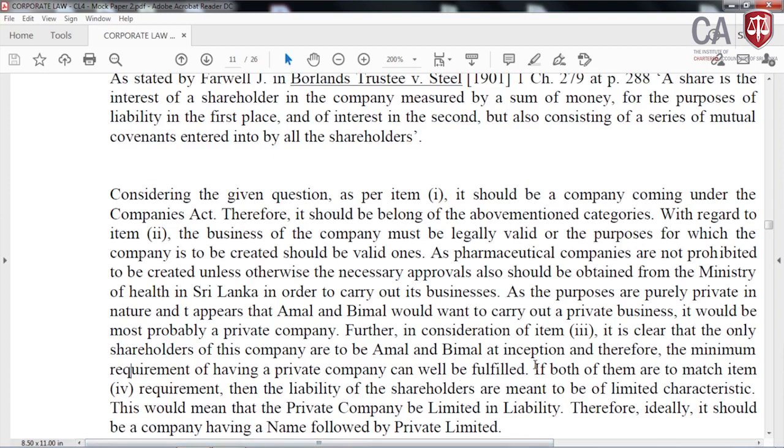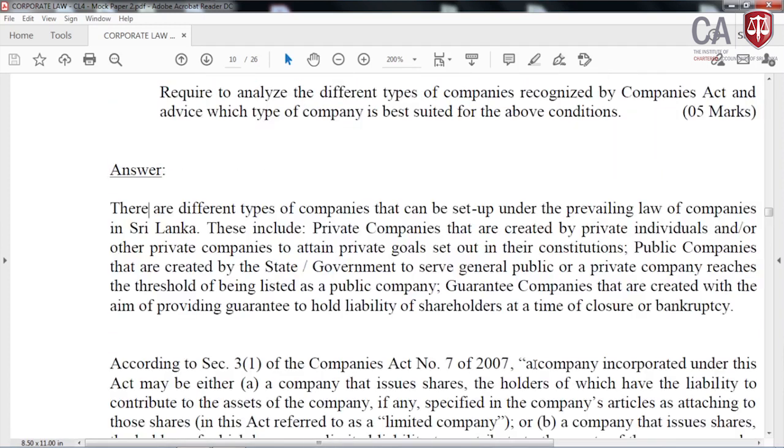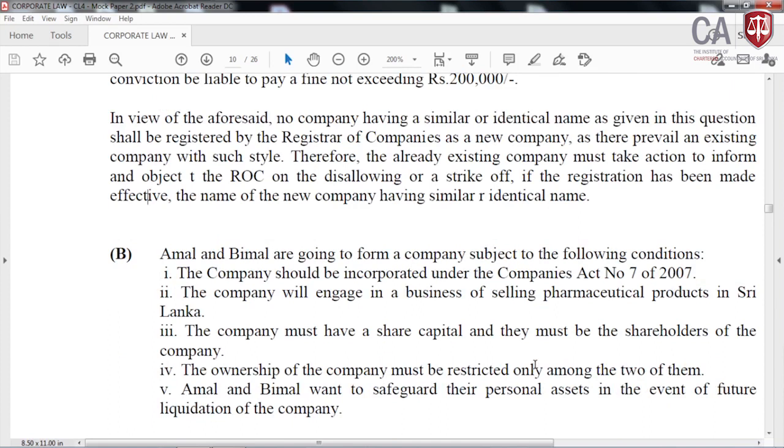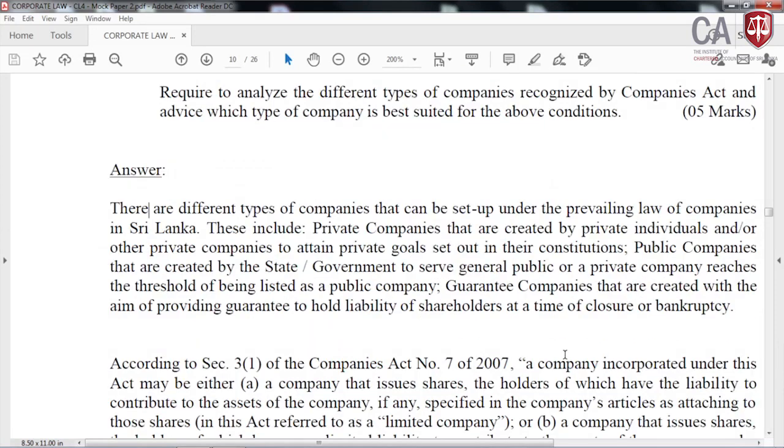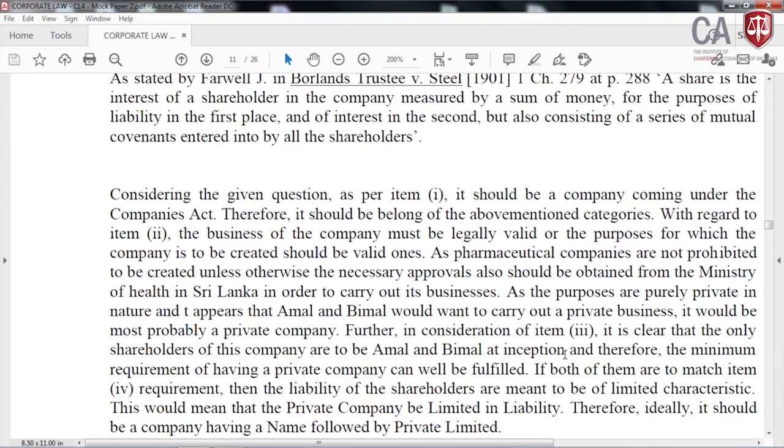If both of them are to match the item 4 requirement thereafter, what is item 4? That the ownership of the company must be restricted only among the 2 of them. Then the liability of the shareholders Amal and Bimal is meant to be of limited characteristic.